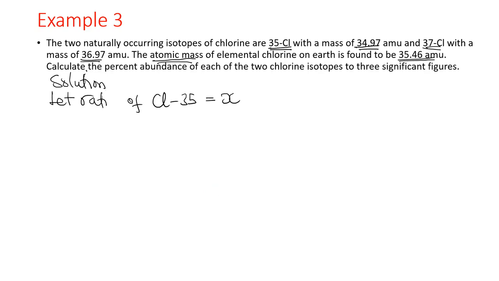So let the ratio of Cl35 be x. Let the ratio of Cl37 be y. So these are two ratios. If you combine the two ratios, then x plus y is equal to 1. Because if I add all the ratios, they give me 1 as the answer.